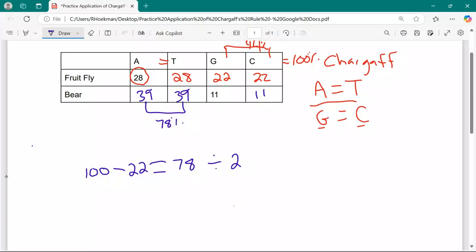Okay, so as long as you know Chargaff's rule, then you can figure out two of the pairs. Then you just subtract what you have from 100. Whatever you have left, you divide by 2, and that's going to be the other two nitrogen bases. Okay, so that's Chargaff's rule.